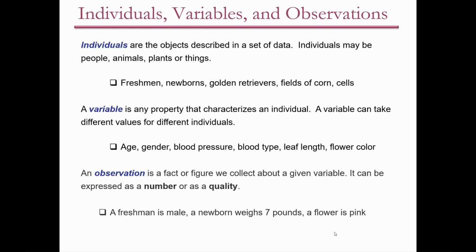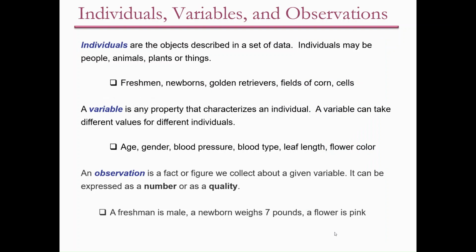We could be talking about just college freshmen. A single freshman would be an individual if we were studying all freshmen for some college. Again, a single newborn out of a bunch of newborns would be an individual in some study, maybe on newborns. Let's look at variable.